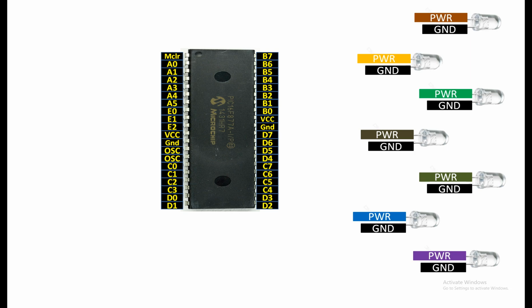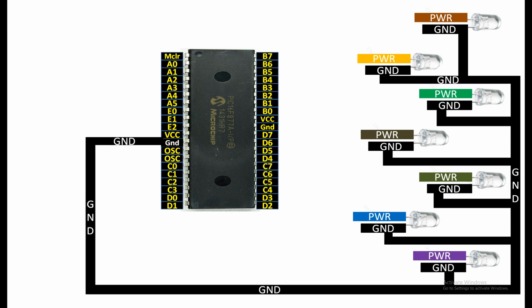For the shorter pin, that is the ground pin, common them and send them to the common ground of the PIC like this. Now for the longer pin, you will need a 220 ohm resistor. This is a safety resistor. You can use other values as well depending upon the required brightness of the LED. But I am going to use the 220.